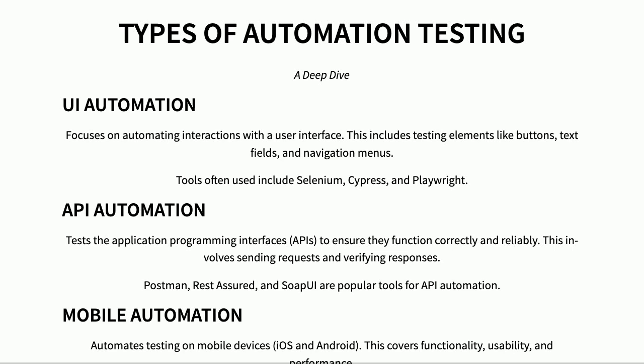Moving on to mobile automation, we're automating tests directly on iOS and Android devices. Appium and Espresso are great frameworks for this. Finally, performance automation is key to ensuring your app can handle lots of users without slowing down or crashing. Tools like JMeter help us simulate that user load.